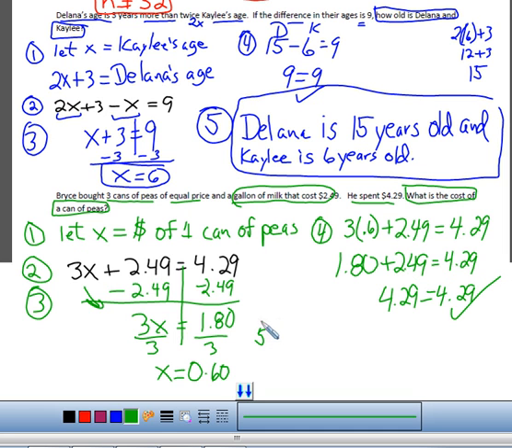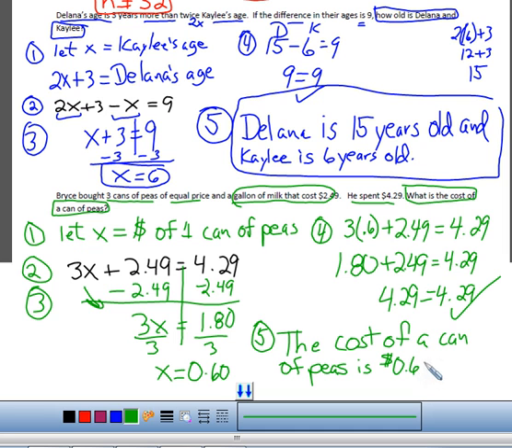Step 5. Write the final answer the correct way. What is the cost of a can of peas? The cost of a can of peas is 60 cents. Now, make sure you write 60 cents the correct way. And there is the final answer, and you are done.